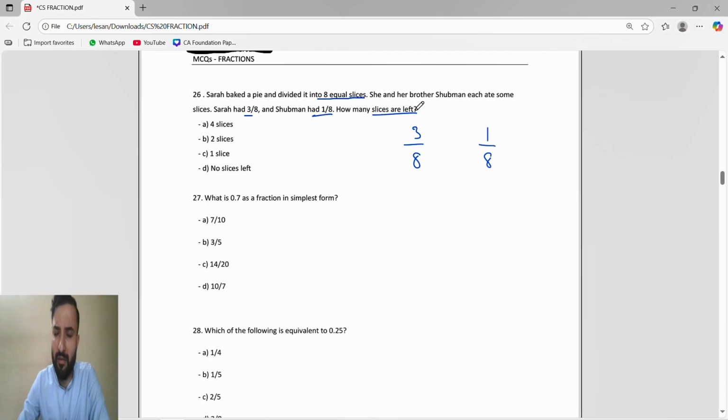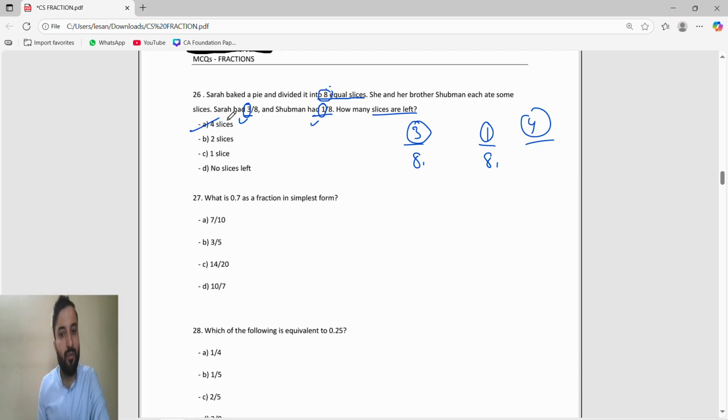See, very simple thing. Sarah baked a pie and divided it into 8 equal slices. How many slices? 8 slices. So see, the denominator is 8 and 8. So we don't care about the denominator. Okay, so what we have to do is just add the numerators. Sarah had 3 eighths, Shubham had 1 eighth. So 3 plus 1, 4. Out of 8, they had 4. The total slices was 8. 8 minus 4, remaining 4 slices.